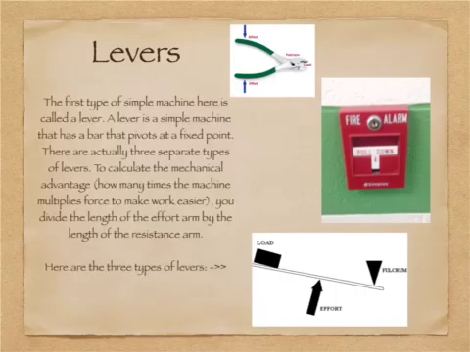Our first simple machine is called a lever. A lever is a simple machine that pivots at a fixed point called a fulcrum. To calculate the mechanical advantage, you just divide the length of the effort arm by the length of the resistance arm.